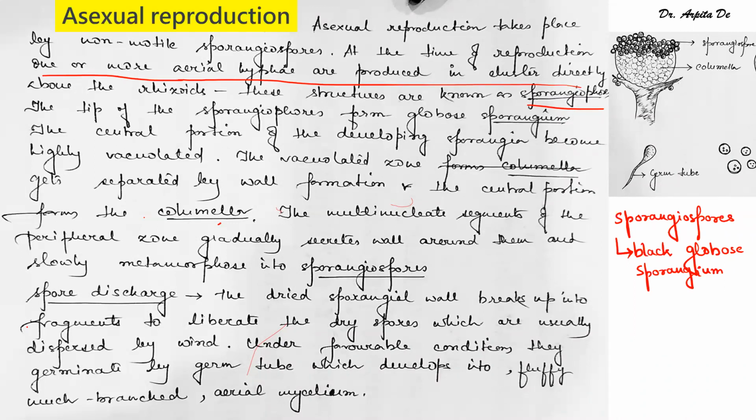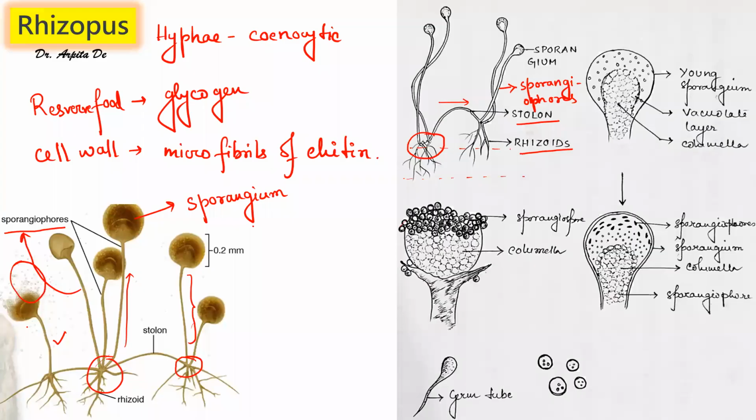These structures are known as sporangiophores. The tip of the sporangiophore forms the globose sporangium. The central portion of the developing sporangia becomes highly vacuolated. The vacuolated zone gets separated by wall formation, and the central portion forms the columella. Look, this is the central portion which forms the columella.